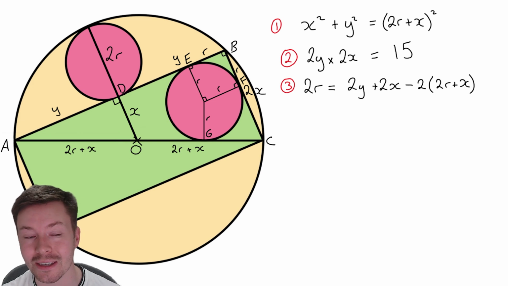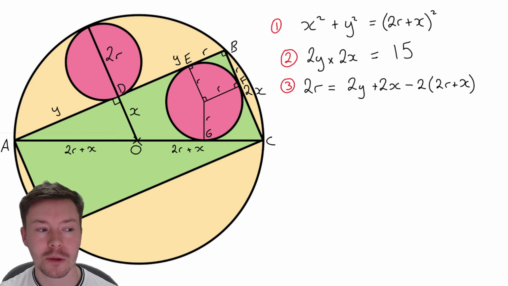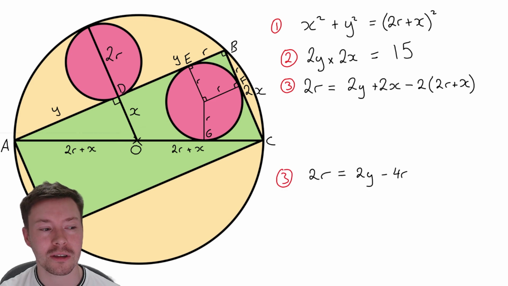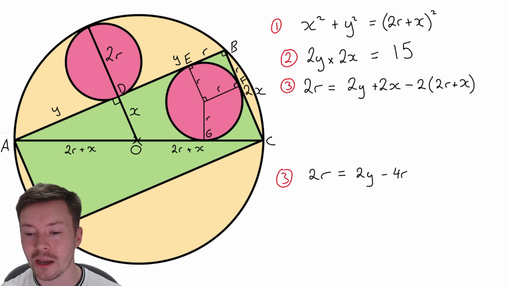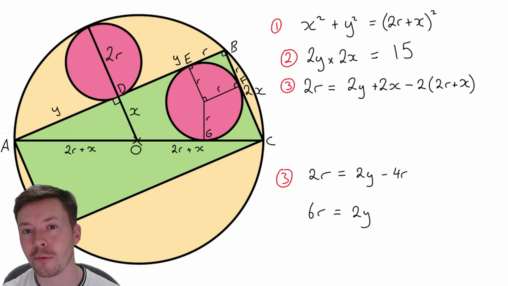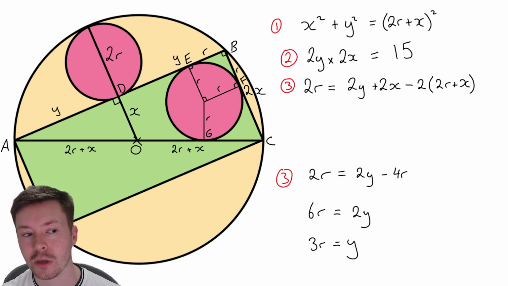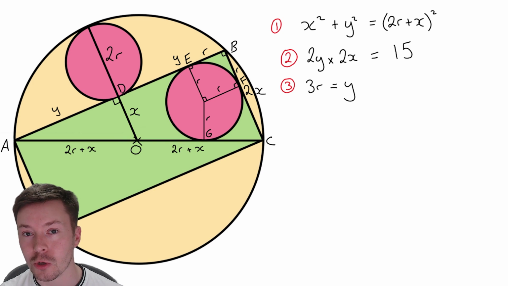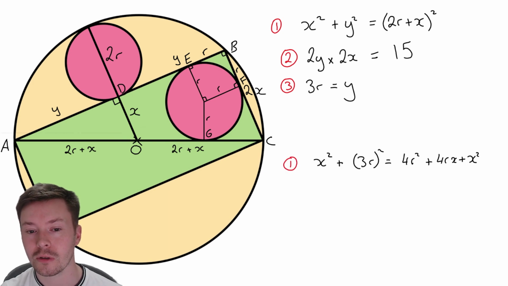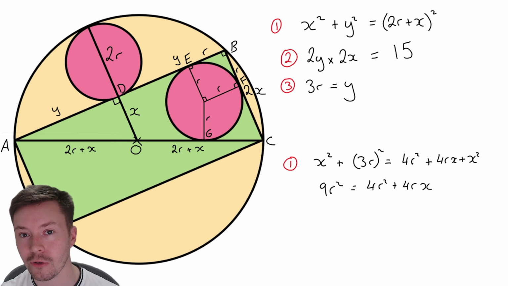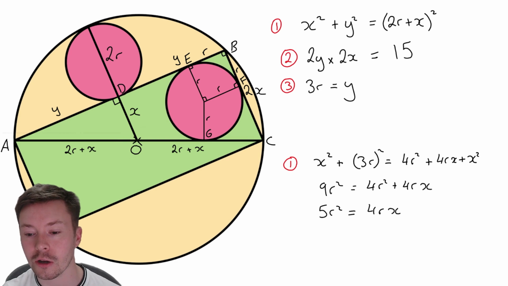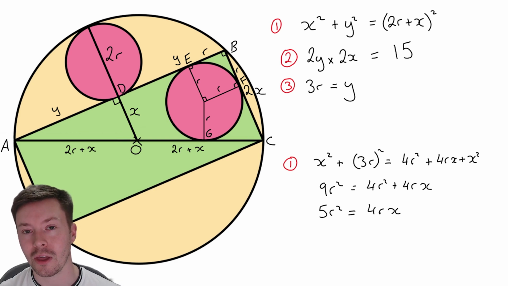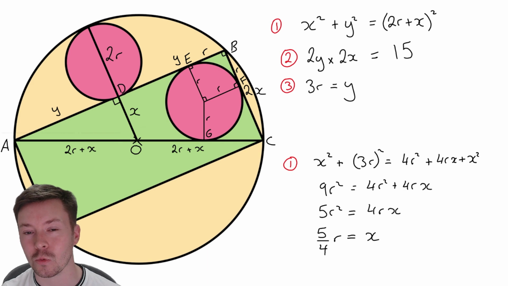It's just about manipulating these now to get things that we can substitute into each one, and therefore our final answer. So equation 3 is the one I'm going to start with because that's quite nice. I'm going to rearrange and simplify that, and I get 6R equals 2Y, and then 3R is equal to Y. I'm going to substitute that into the first equation, and that will simplify to 9R squared equals 4R squared plus 4RX, giving us 5R squared is equal to 4RX, and then 5 over 4 R is equal to X.